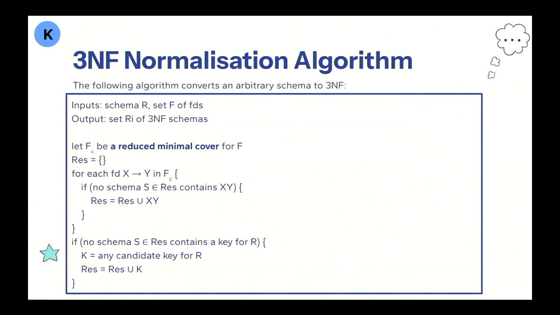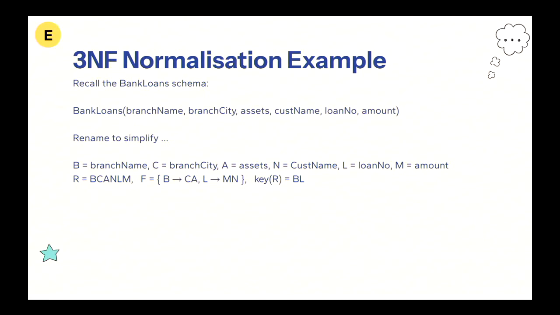So a minimal cover is the smallest complete set of functional dependencies, and a reduced minimal cover is still the smallest complete set, but it's not in the canonical form. So we are reducing the number of functional dependencies in this minimal cover. In canonical form, all the right hand side of the functional dependencies should be a single attribute. But in a reduced minimal cover, we are trying to merge them together. So that's the reduced minimal form. And let's have a look at an example of how we could use this algorithm here. You don't need to worry about the details, you just need to understand how this example works, and you will understand the algorithm.